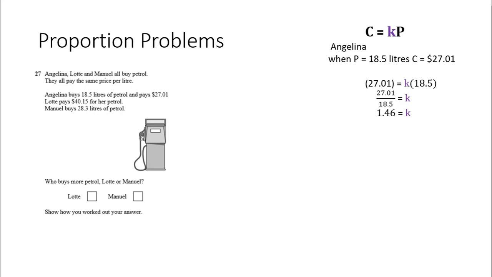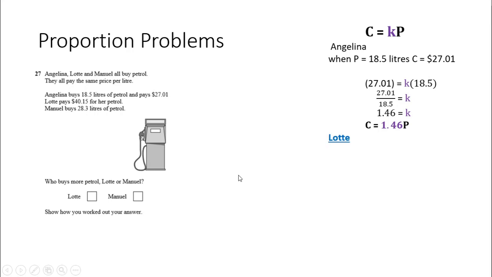K is 1.46. So that gives us a formula of the cost is equal to 1.46 times the number of liters of petrol they bought. If I bought 1 liter of petrol, that would cost them 1 times 1.46. So that's basically the price per liter. So now we need to work out who buys more petrol, Lottie or Manuel.